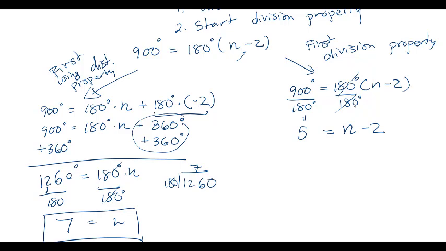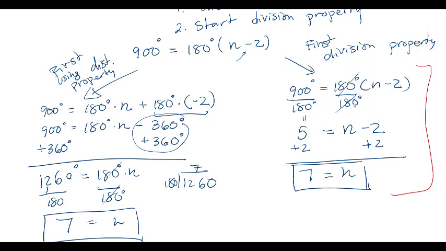Then we can use the addition property by adding 2, the inverse operation to minus 2. We'll add 2 to both sides, and we get 7 equals n. So in both ways, we get the same result, but I think that this way, using the division first, was the quicker method. It's a good idea to take a good look at the equation and decide, based on its structure, what would be our first step.